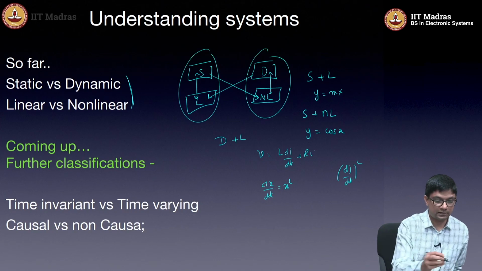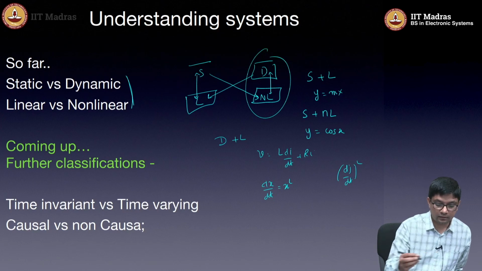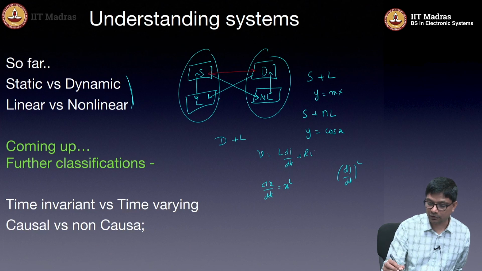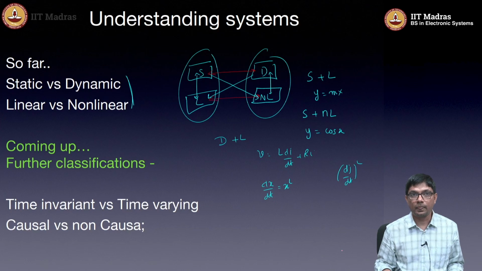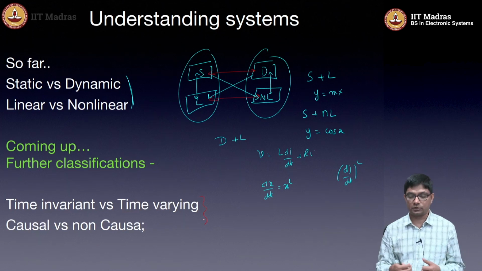What is not possible are directly these combinations. The system cannot be both static and dynamic at the same time. A system cannot be both linear and nonlinear at the same time. We will see in the next lecture whether further classifications are possible.